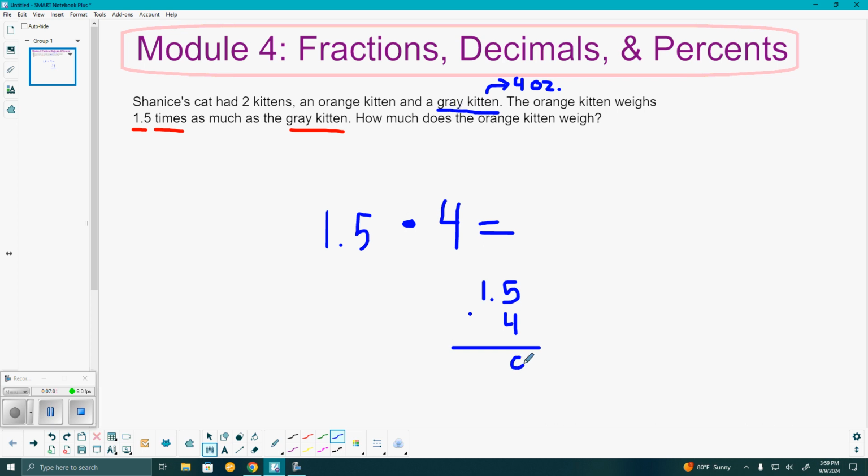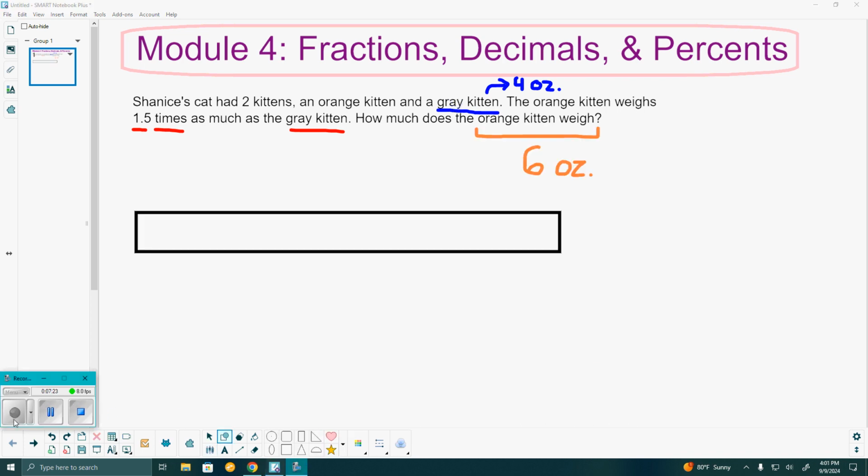I know that 5 times 4 is 20. 4 times 1 is 4, plus 2 is 6, and then I can't forget to bring my decimal straight down. So I have 6 ounces.